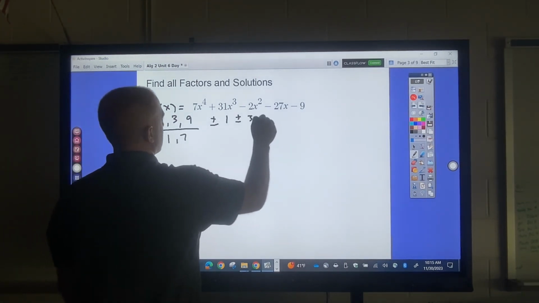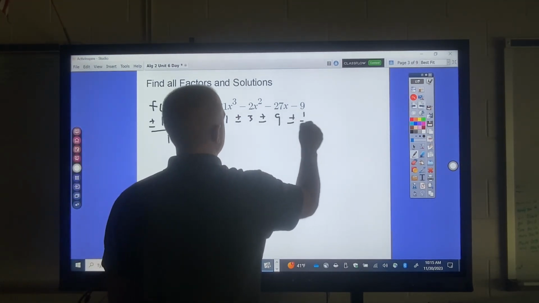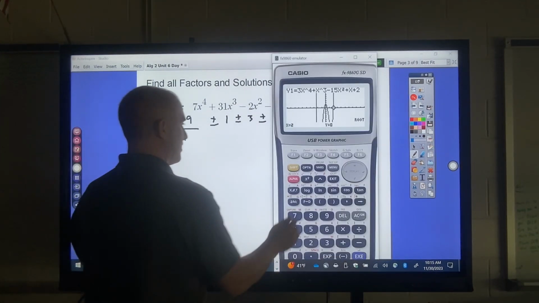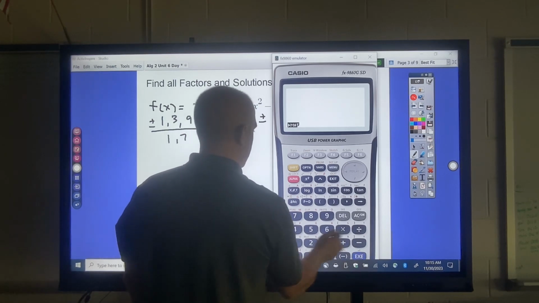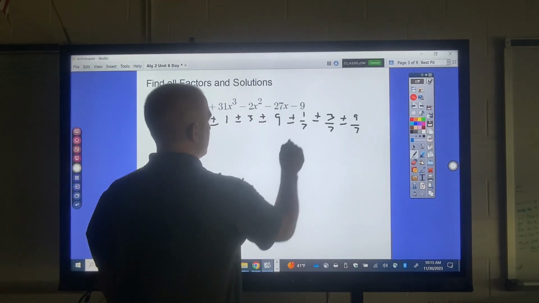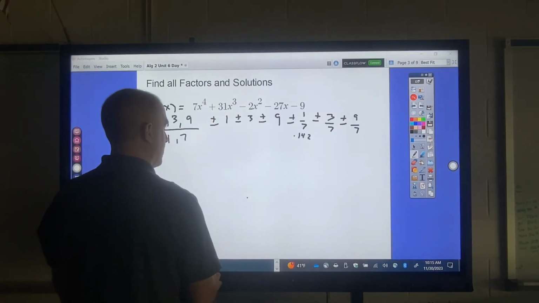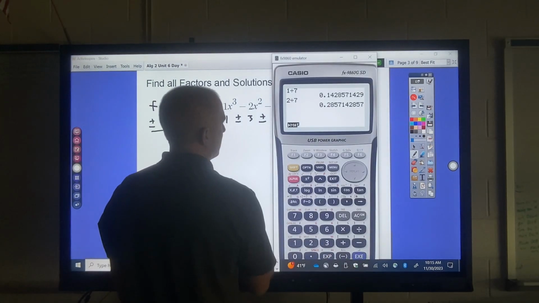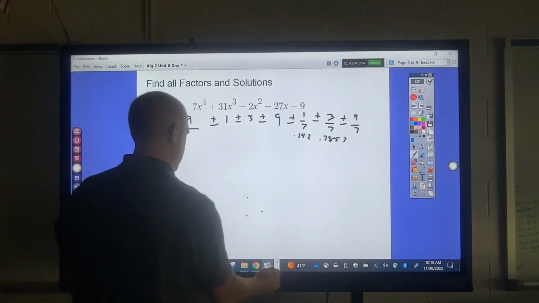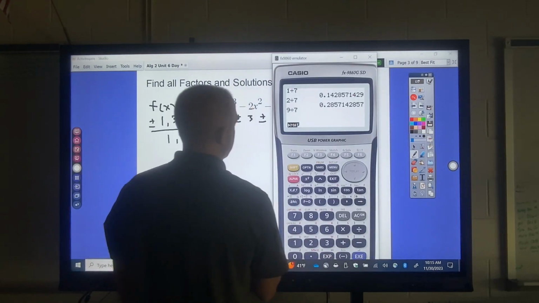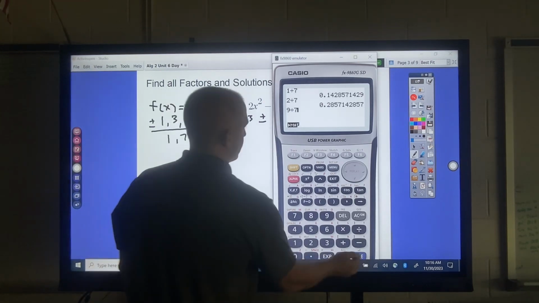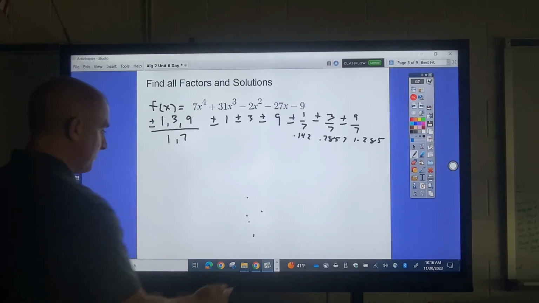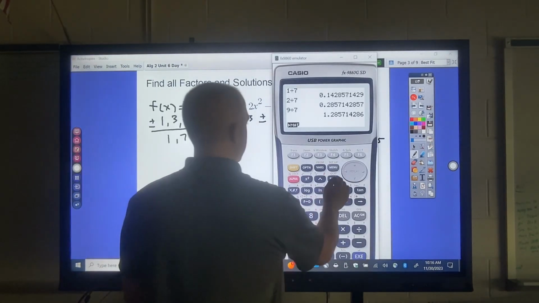So, all right, 1/7, 3/7, 9/7. Now I'm going to take a look at what those are, just so I know from a calculation standpoint. 1 divided by 7 is 0.124. Okay, all right, 3 divided by 7 is 0.2857. And then 9 divided by 7 is, I keep doing that, 1.285.